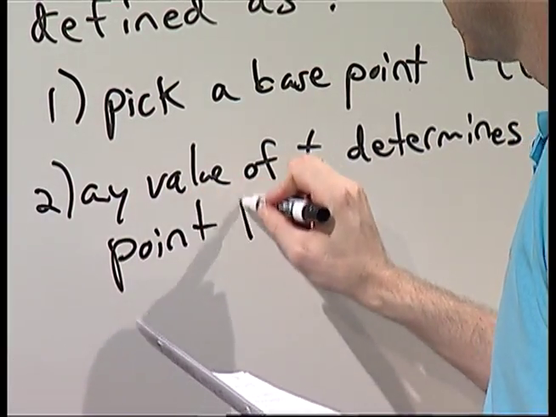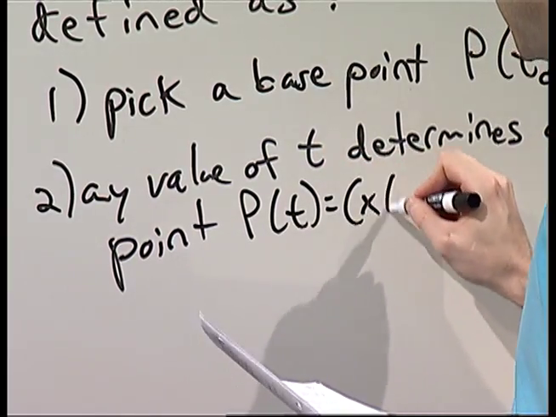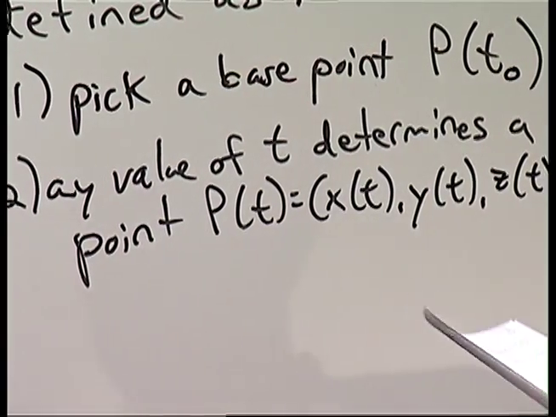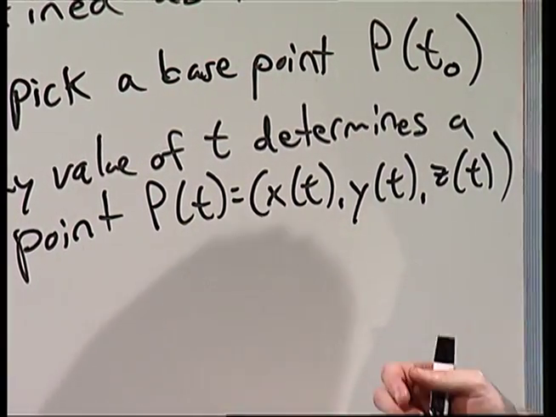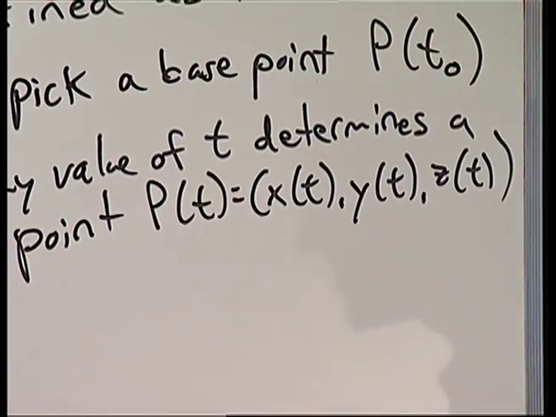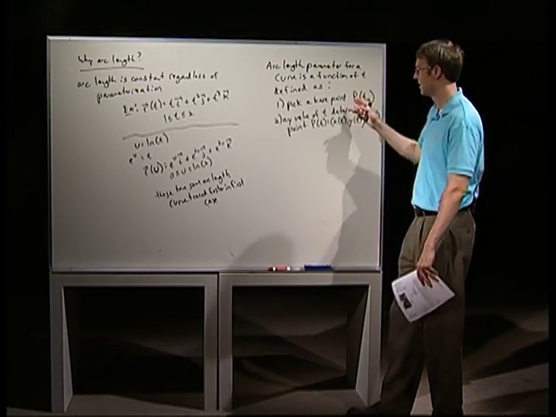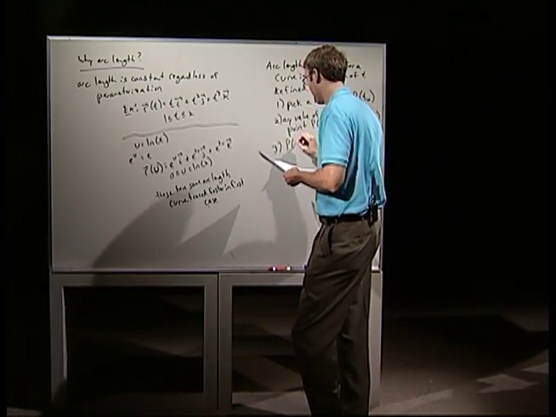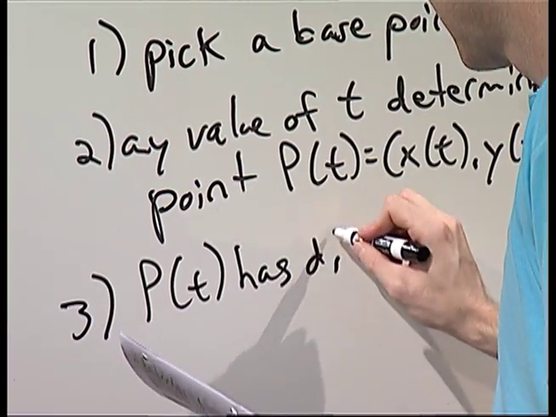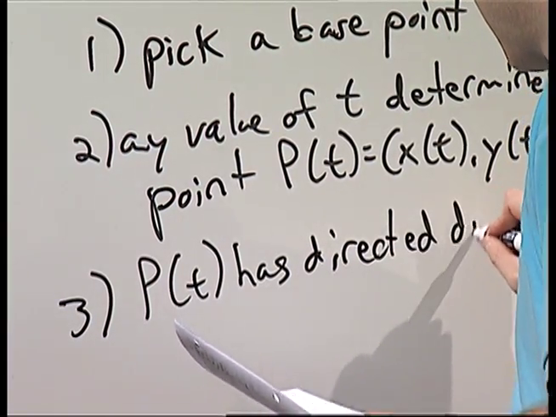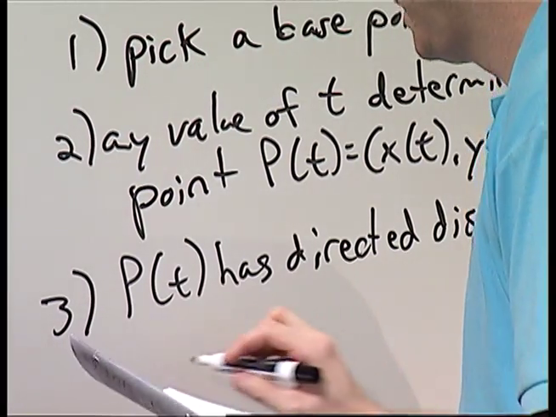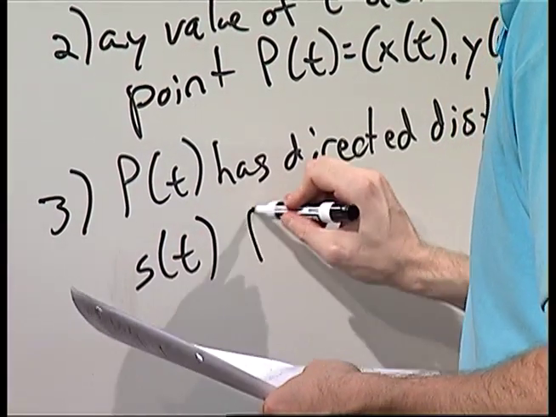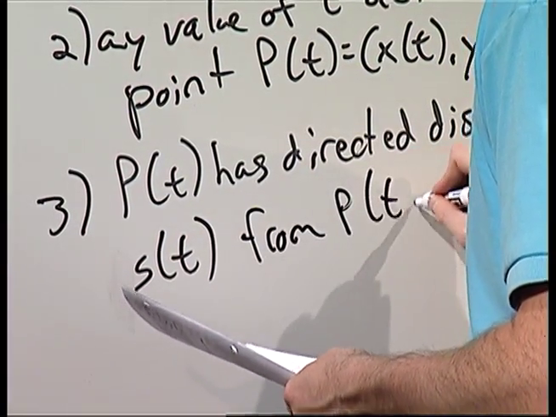determines a point p of t. So some other point. In other words, t naught determines this point, and every other t determines some other point. Maybe even the same point if you come back around, but you've still traveled a distance. So you're someplace else on the curve for every value of t. P of t has directed distance s of t from P of t naught.